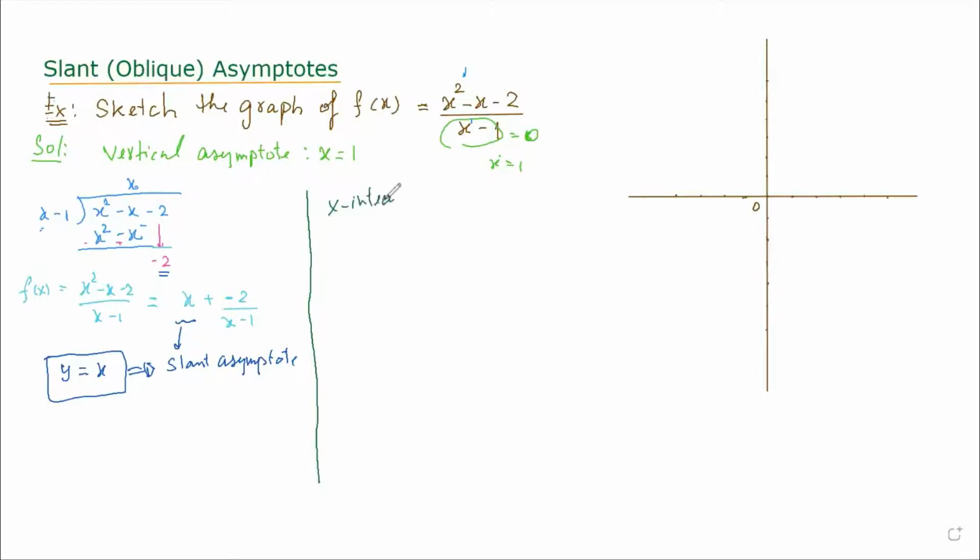X-intercept means y equal to 0. So you replace y in here, f of x equal to y again. Okay, so it becomes 0 equal to x squared minus x minus 2 over x minus 1.